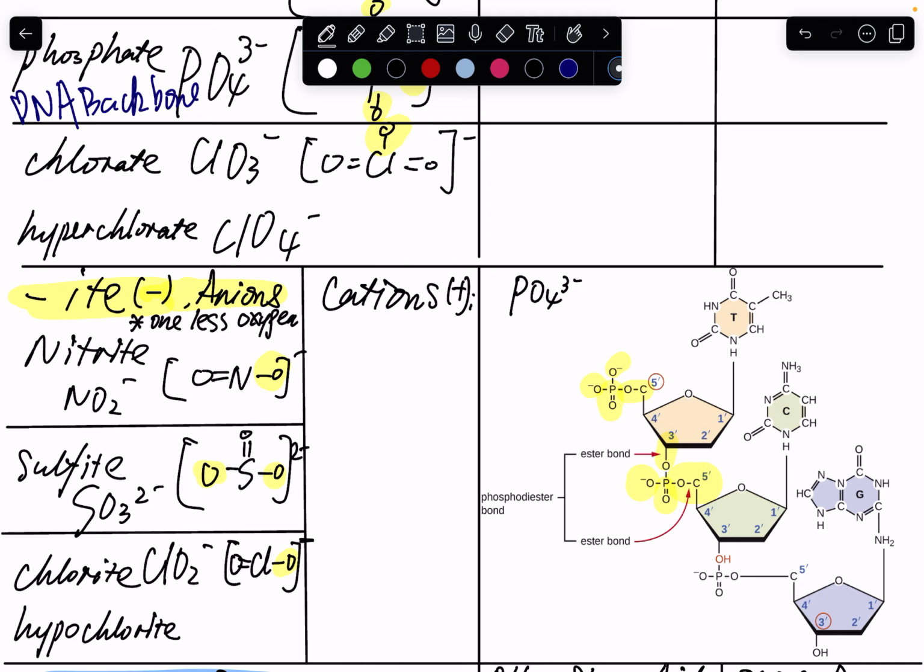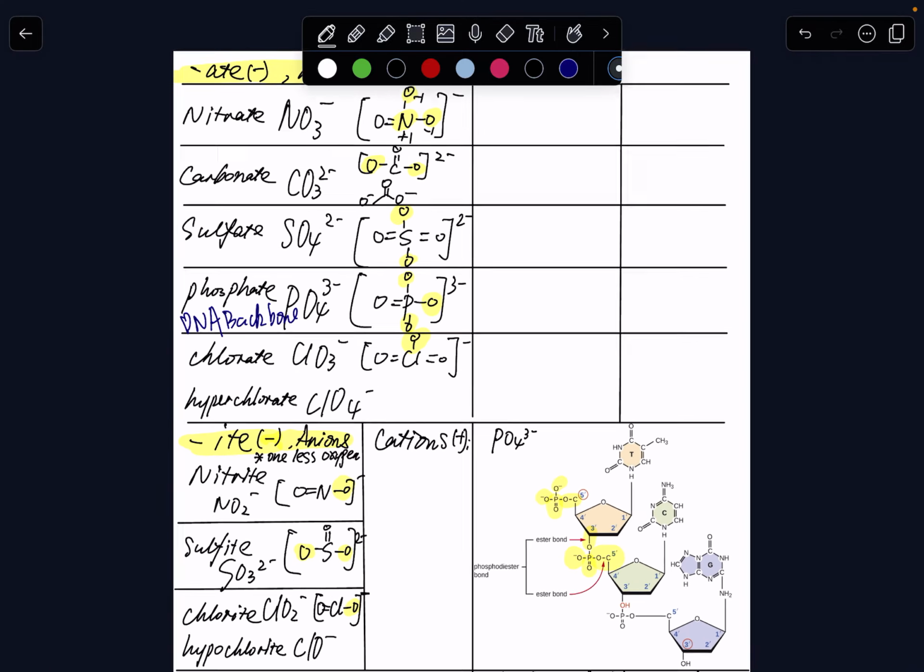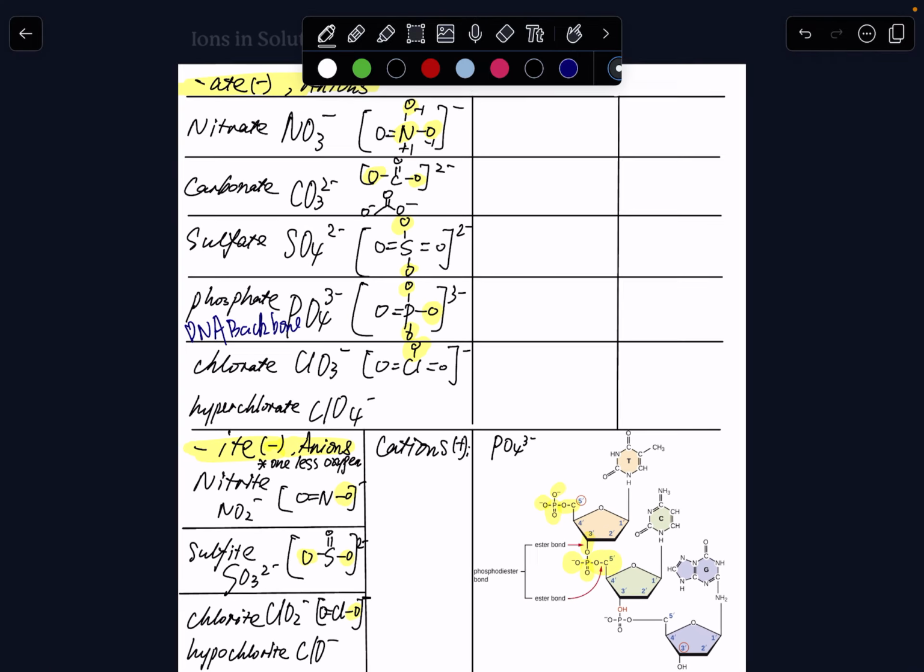And then the hypochlorite, who is hypo? Oxygen is hypo, okay? So hypochlorite has 1 less oxygen than chlorite. So which means what? It's ClO minus, okay? Just 1 oxygen. All right. So these are the anions, okay? I mean, really not too bad, right?